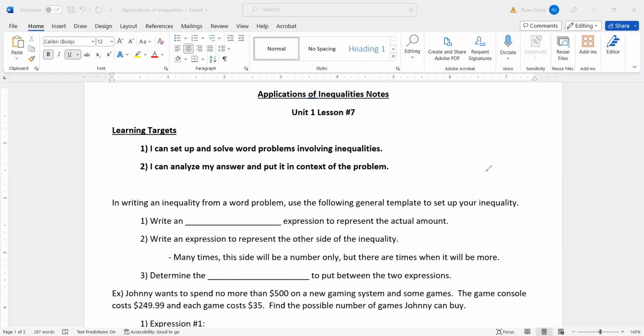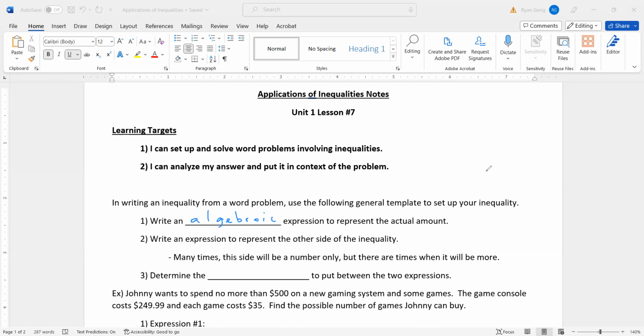So in writing an equation from a word problem, I kind of give you a general template to set up your inequality. It's going to help you with the setup. First thing is write an algebraic expression to represent the actual amount of what you're doing. So this will make sense when we get to the first example. The second thing is write an expression to represent the other side of the inequality. Many times, this side will be a number. But there are times when it will be more, but a lot of times it's going to be a number only. So it's going to be an easy step to skip, okay?